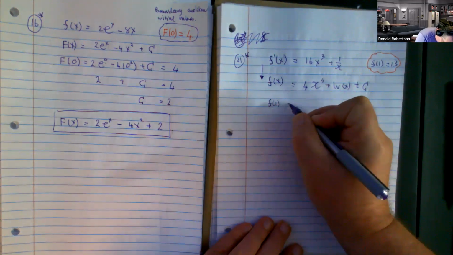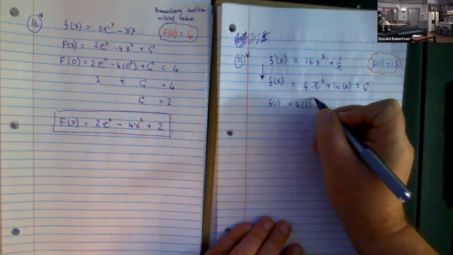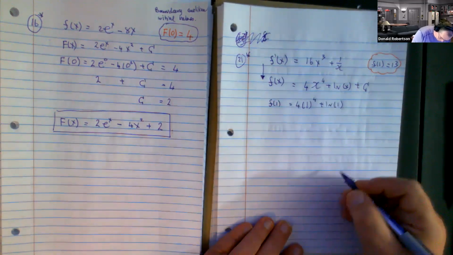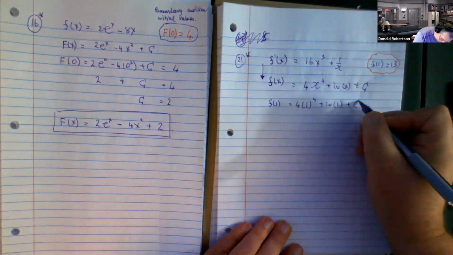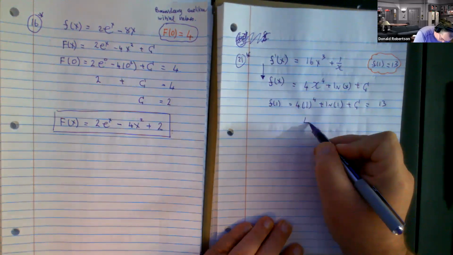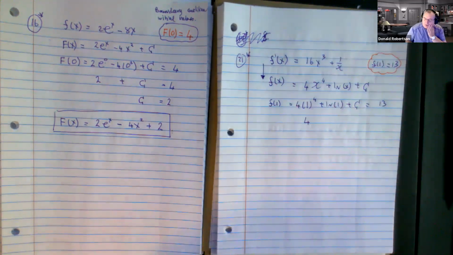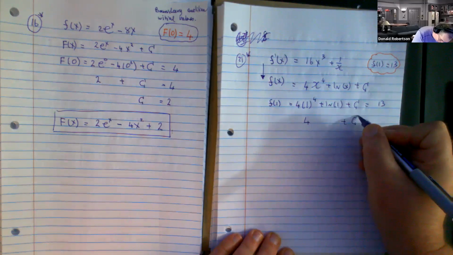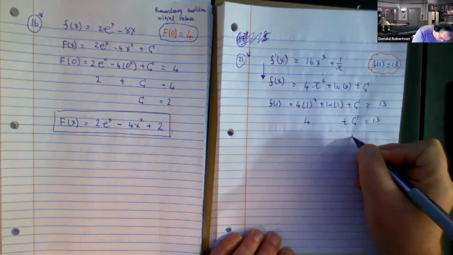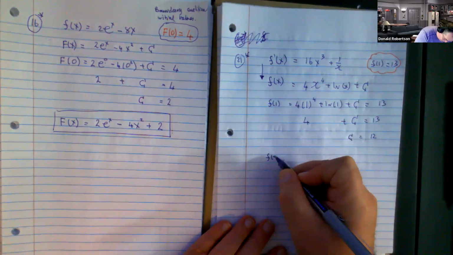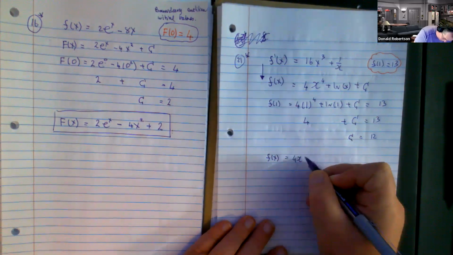We'll then use this boundary condition to find out who c is. So f of 1 is 4 times 1 to the power of 4 plus the natural log of 1 plus c, and it should equal 13. Well, that guy's 4. What's the natural log of 1? What number is it? 0. Yeah. So we get 4 plus c is 13. So that gives me 12. So we now have the antiderivative.